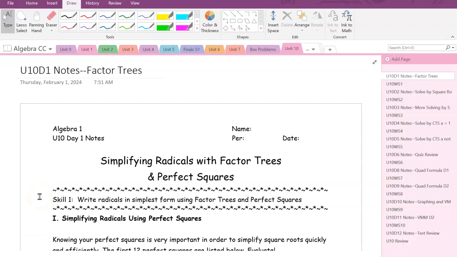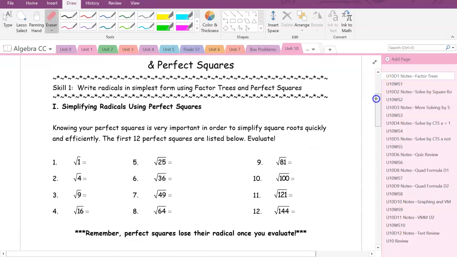Hello, Algebra 1. Today we are starting our new unit, and this unit is going to be all about solving quadratics in lots of different ways. The first method we are going to learn about is solving by square roots, which we will begin tomorrow. But first we have to talk about how to simplify square roots, and we're going to do that using both factor trees and perfect squares.